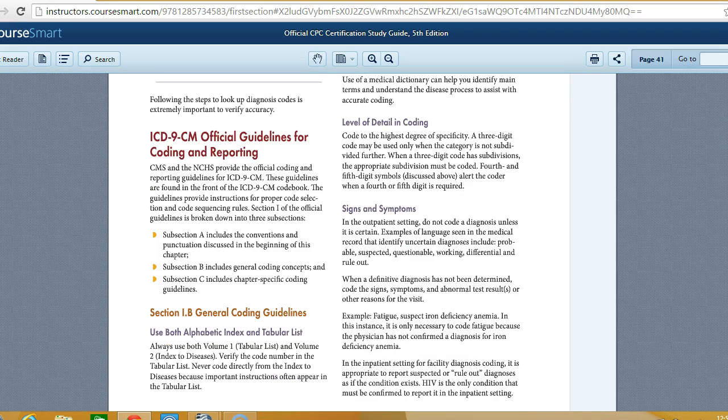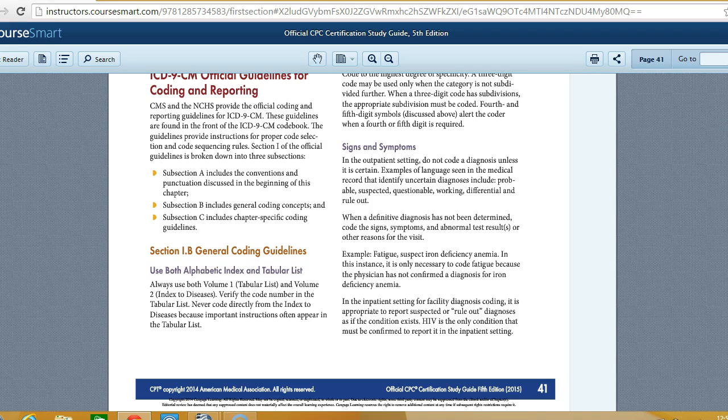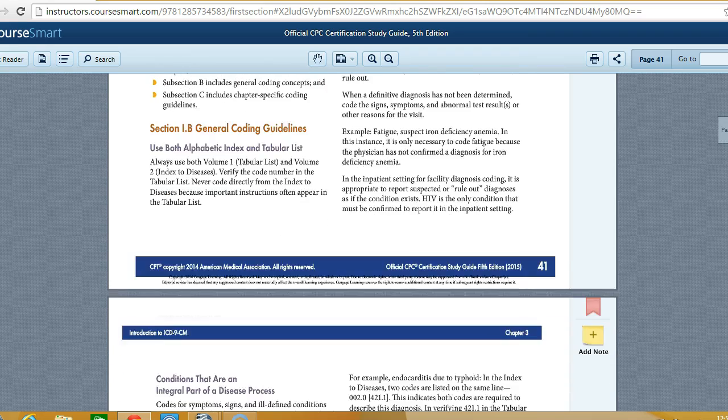You know where your guidelines are. Your guidelines are in the front of your book. And remember, I've told you all, in ICD-9, this is your Bible. You have to go by your Bible. So you need to make sure you know where your guidelines are if you're not sure about something.